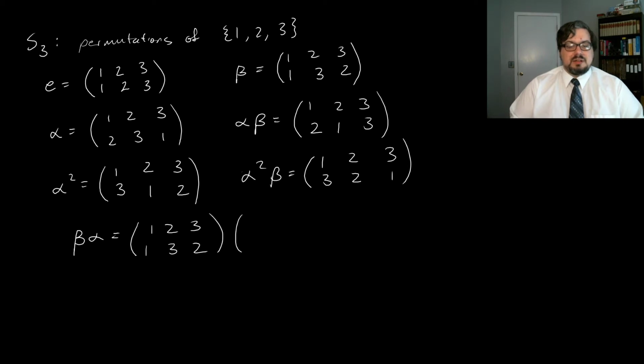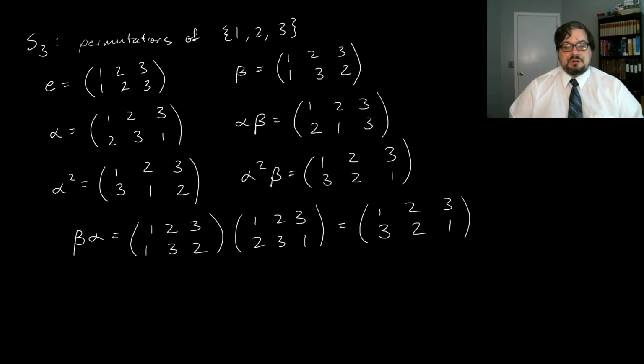Beta times alpha is 1, 2, 3, 1, 3, 2 times 1, 2, 3, 2, 3, 1. So alpha sends 1 to 2, beta sends 2 to 3. Alpha sends 2 to 3, beta sends 3 to 2. Alpha sends 3 to 1, then beta sends 1 to 1. So we're left with this, which, notice, is the same as alpha squared times beta.